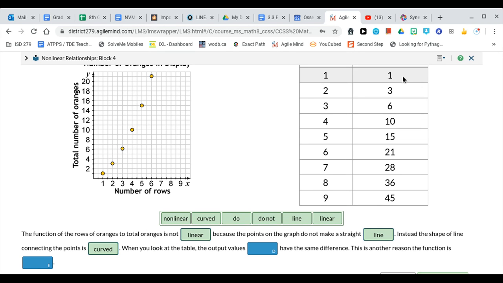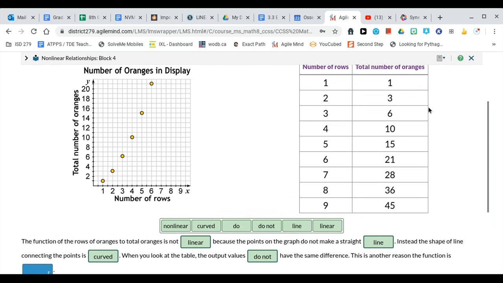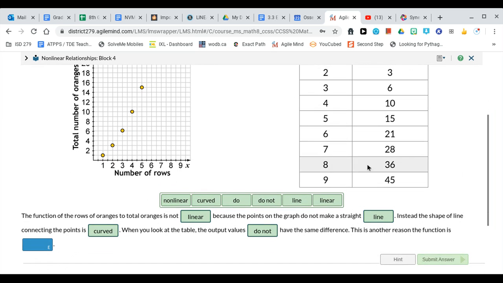So if we look at the table, between 1 to 3, it's a difference of 2. Between 3 to 6, a difference of 3. Between 6 to 10, a difference of 4. Between 10 to 15, a difference of 5. Those are not the same differences every single time. So the output values do not have the same difference. This is another reason the function is blank. So when we have all of our differences different, then it makes our function non-linear.